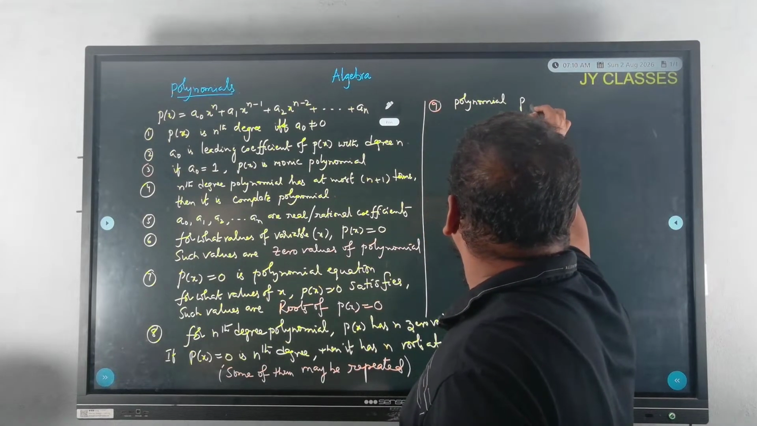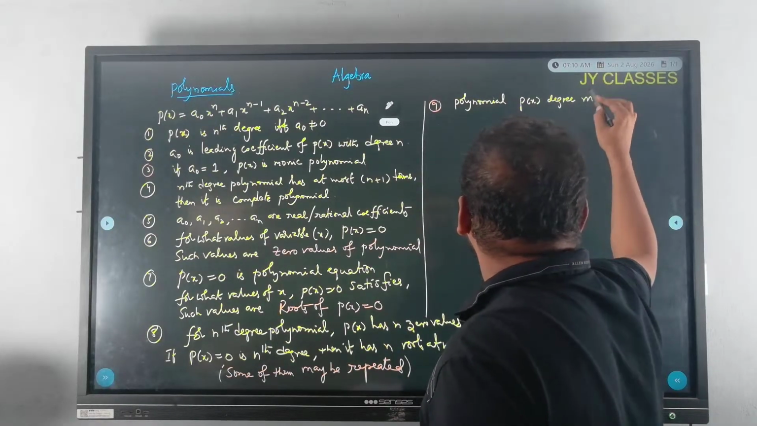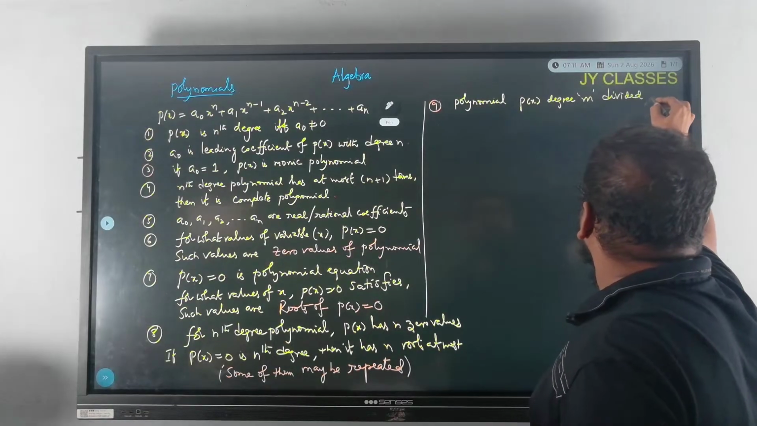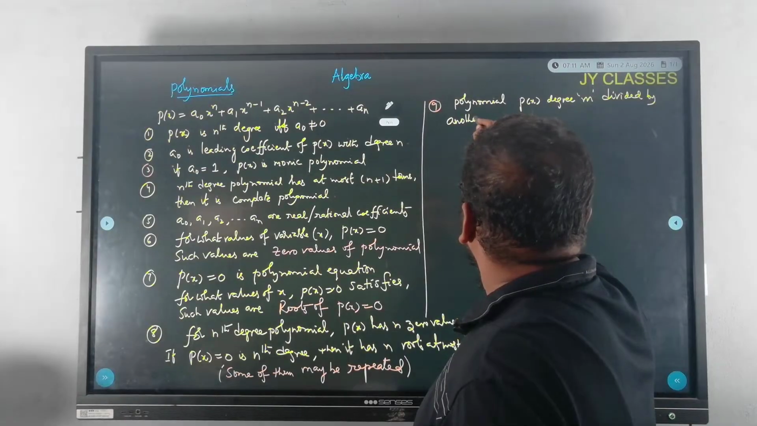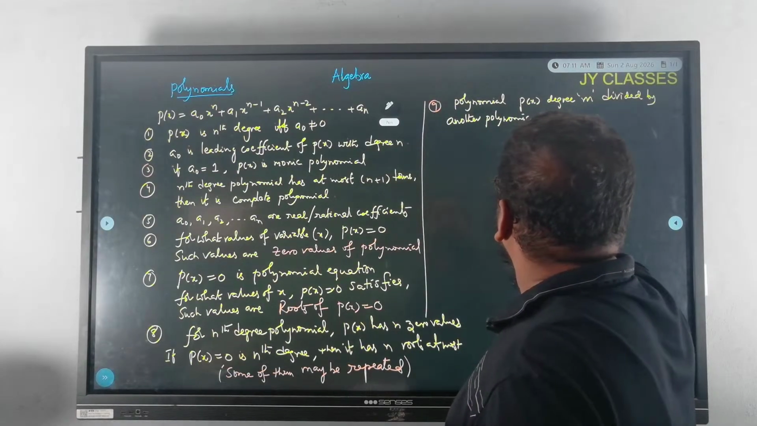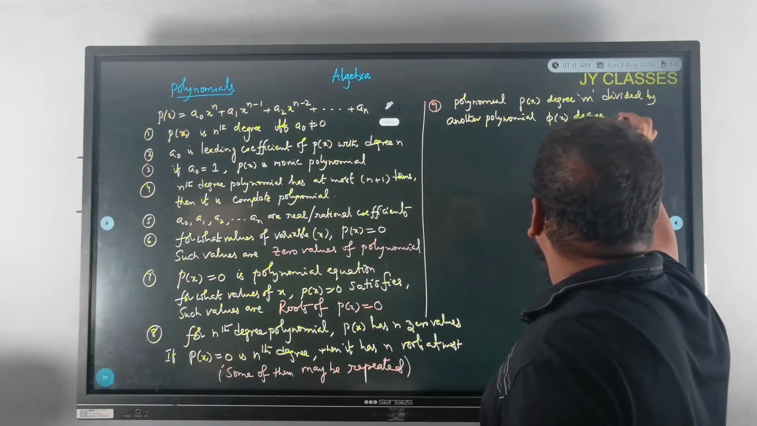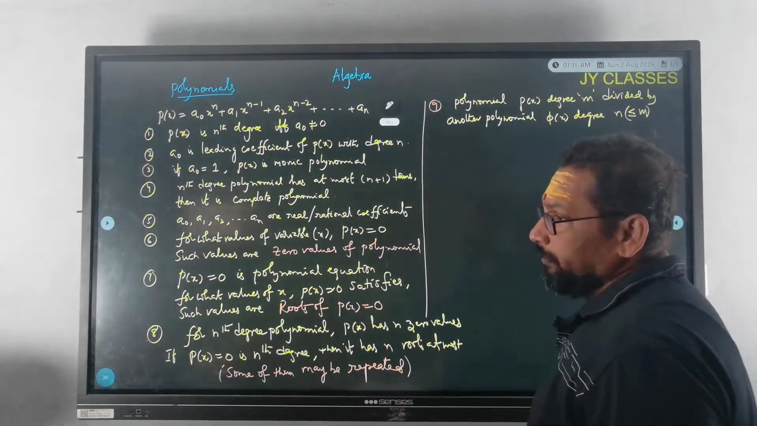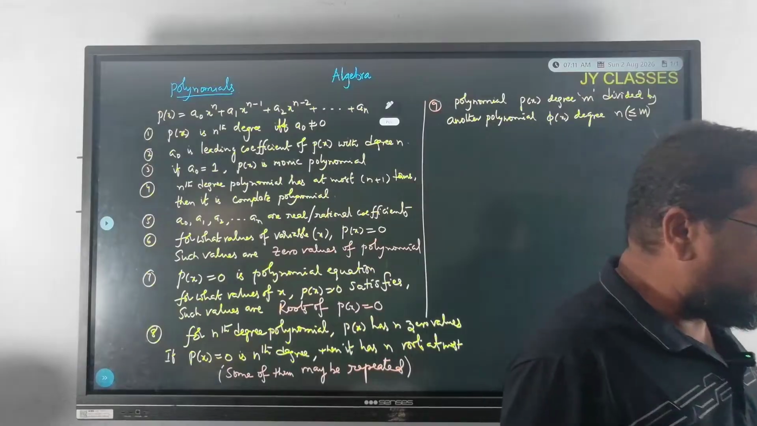Polynomial P of x of degree m divided by another polynomial phi of x of degree n, which is less than or equal to m. Here we have to use the division algorithm.